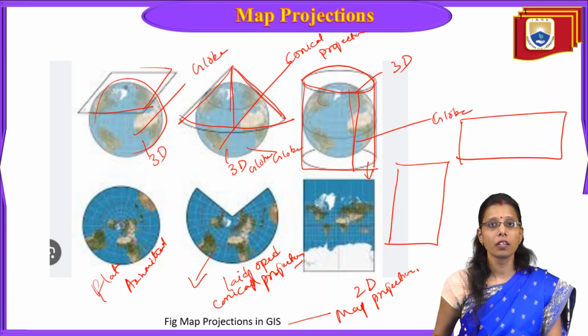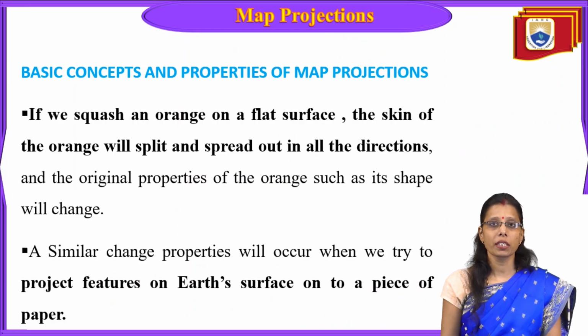The real world data is called 3D, and the information which is mathematically transformed to 2D is called projection. Now, basic concepts, properties of map projection. So what is the main concept of map projection? How do we call it a map projection?